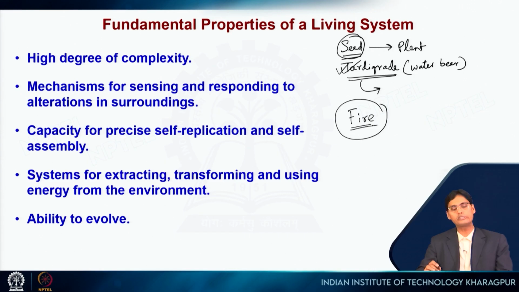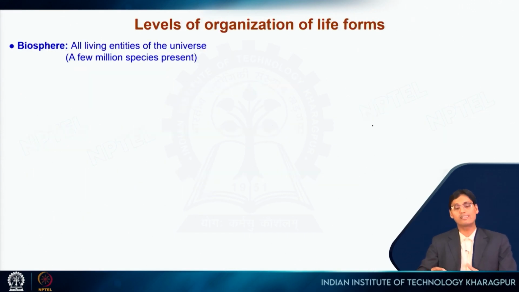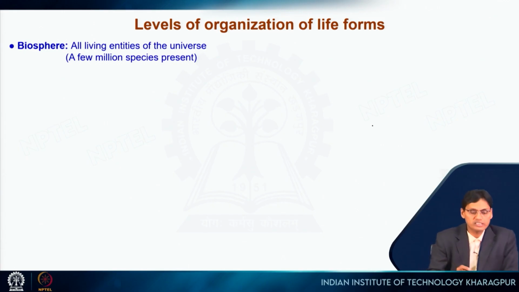Now, I will go into the next part, the levels of organization of life forms. I understand that there are several types of living units present on Earth, but we would like to summarize them in terms of their organization. If I start from the very beginning, it is the biosphere. Biosphere means all living entities of the universe, a few million species together. Everything together, we would say, is the biosphere.